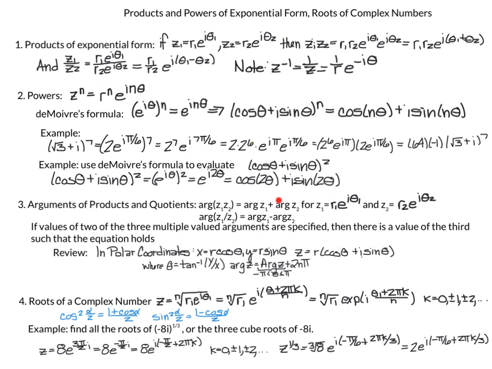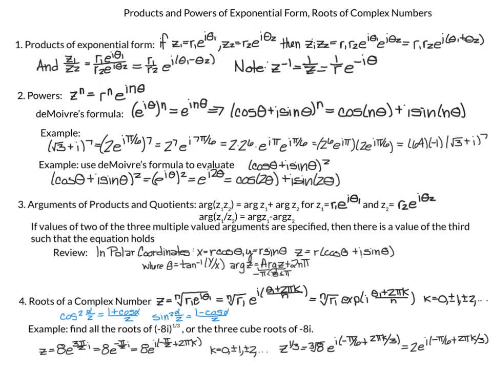So you can't just plug in any argument for z1 and any argument for z2. What this formula says is that there is a value for the third such that the equation holds. So it may not be the principal argument across these three, but if you choose two values, then you will be able to find another argument that might differ by 2 pi n from the principal value, that will satisfy this equation. And we did some examples.